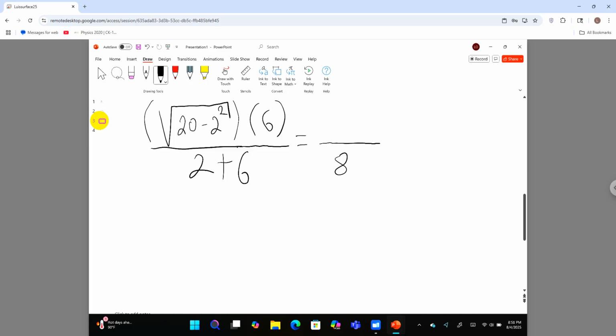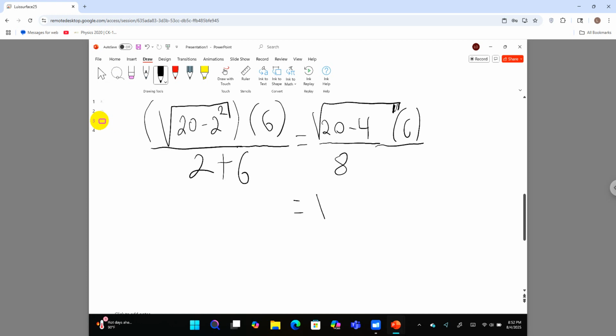Now, here we have an exponent inside a root. Remember, whenever you have several operations inside a root, you have to generate only one number inside a root. Otherwise, you cannot square root these numbers here. So you have to generate one number. So here I'm going to do this. I'm going to say this is 20 minus 2 to the power of 2 is 4. And then we multiply times 6, all that. Okay, now 20 minus 4 is 16.